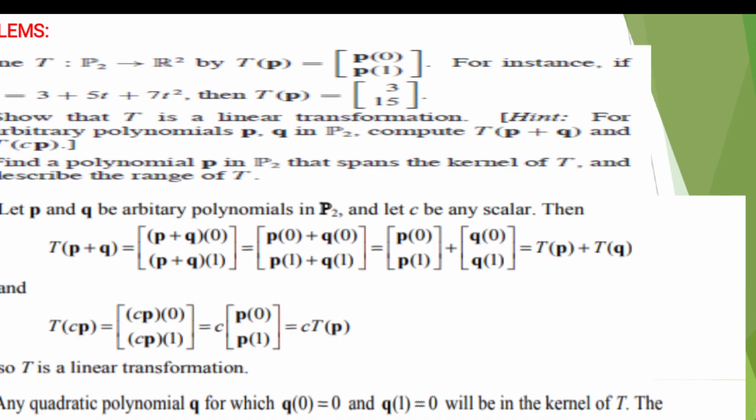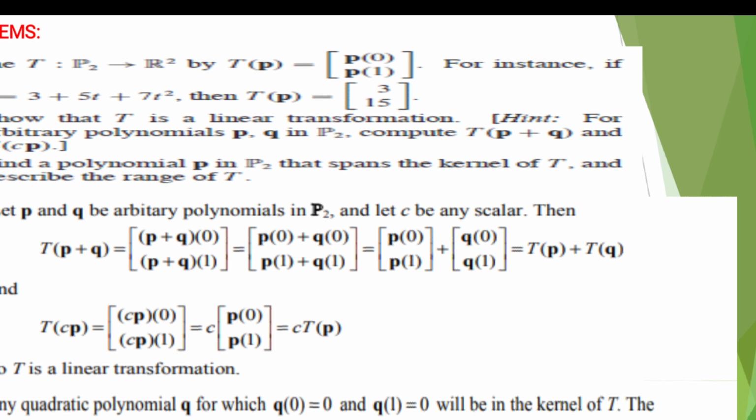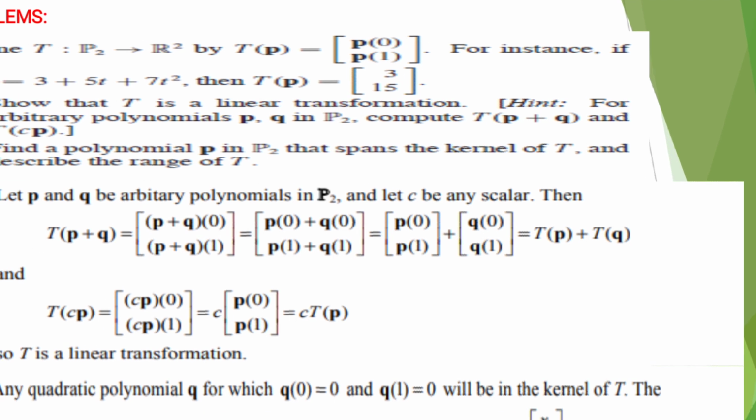The problems are, first: T from P2 to R2 by T of p equals p of 0, p of 1. The definition is T of p equals p of 0, p of 1. If p of t equals 3 plus 5t plus 7t square, then the T of p value is 3, 15. So first, show that T is a linear transformation.